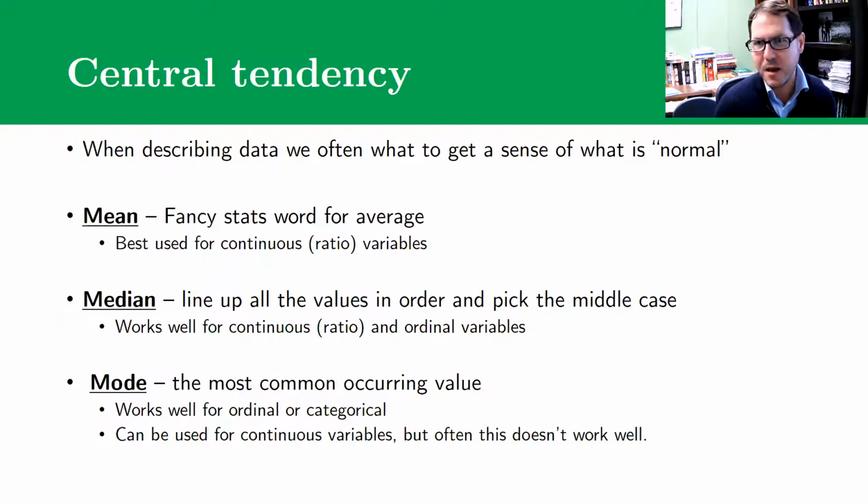We also have the median, which is where you line your cases up, the values in your cases, from smallest to largest, and you find the middle value in that, and that gives you a sense of where the middle is. This works pretty well with continuous variables, sometimes called interval ratio variables. It also works with ordinal variables to find the middle category. You can do that. And then we have the mode, which is the most common category.